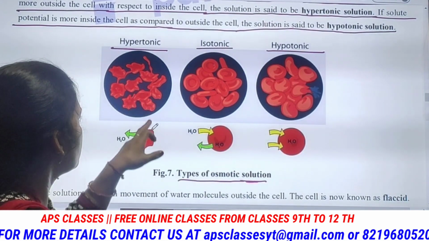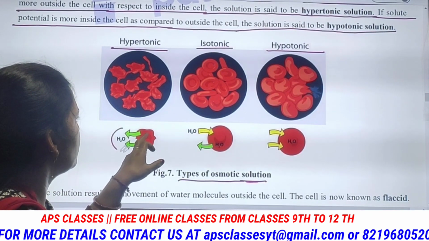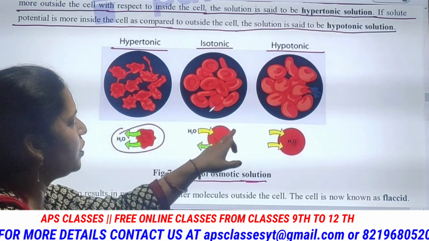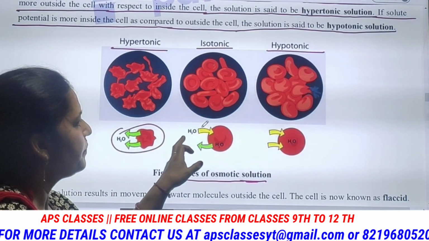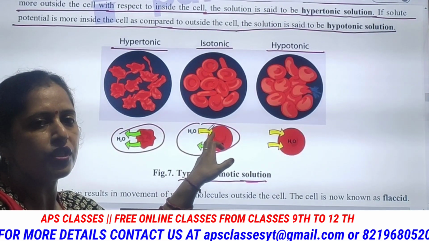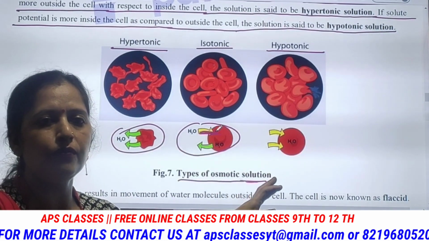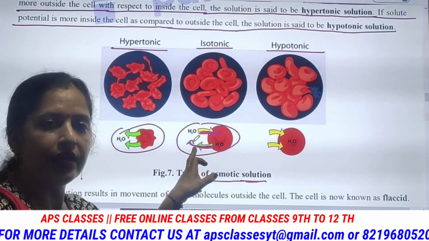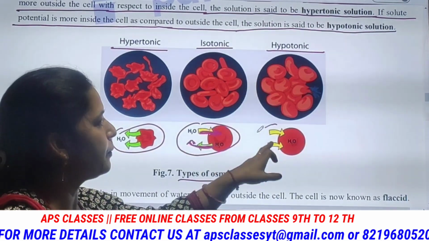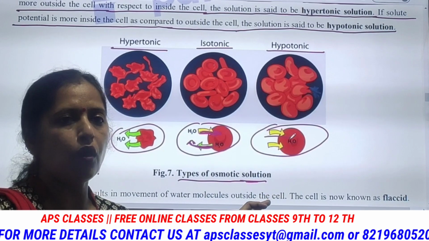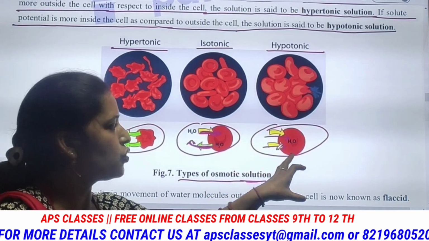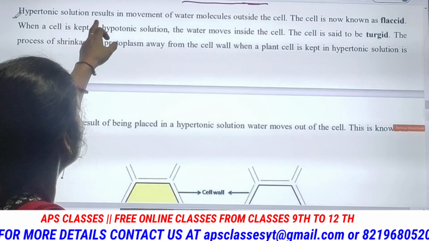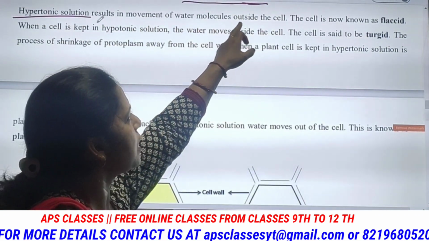In hypertonic solution, there is a movement of water molecules outside the cell membrane. And in case of the isotonic solution, as much water molecule as enters the cell, the same amount is released outside. And in case of hypotonic solution, water enters the cell. Next, hypertonic solution results in the movement of water molecules outside the cell.